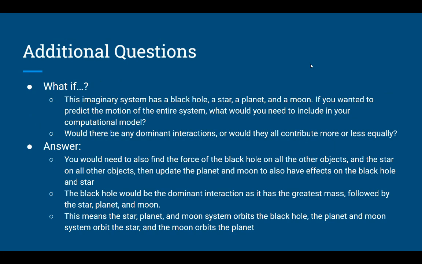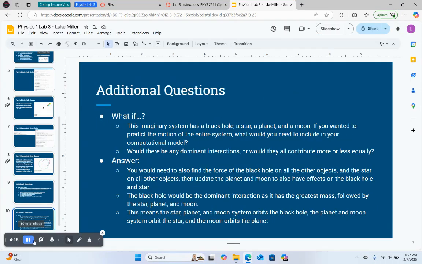And then for the question of what if we added a black hole and a star to this system, instead of it just being a planet and moon, we would have to add how the black hole and the star affect the planet and the moon for our model to be correct. We'd also have to add how the planet and the moon affect the black hole and the star. The black hole would be the dominant interaction, followed by the star, planet, and moon, giving us the star, planet, and moon orbiting the black hole, the planet and moon orbiting the star, and the moon orbiting the planet. And that will be the end of my video.